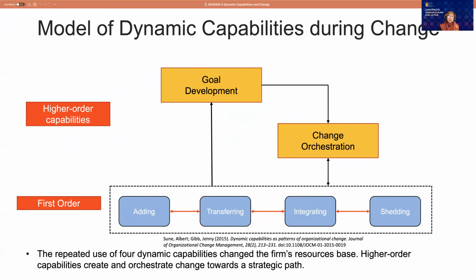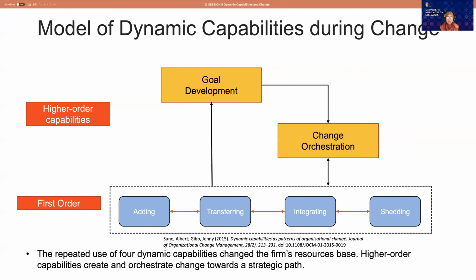Okay, so this is basically the model of dynamic capabilities during change. This is basically in relation to the previous slide. So we want to see how a different order of capabilities plays its role during changes. Okay, so if you look at the first order, what you do is adding, transferring, integrating, and shedding, and this becomes the routine in the organization.